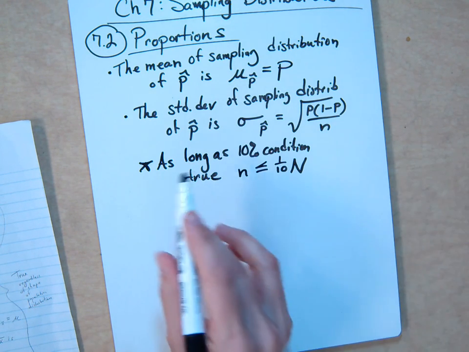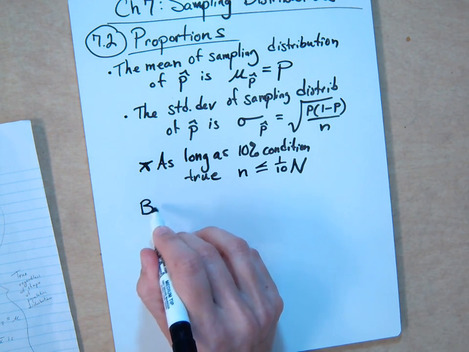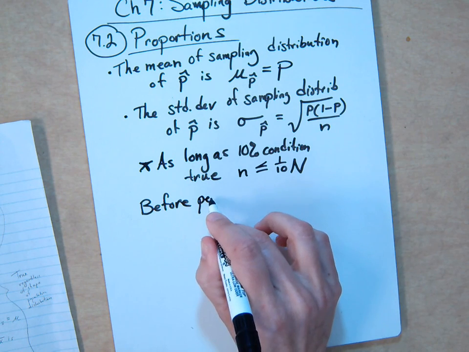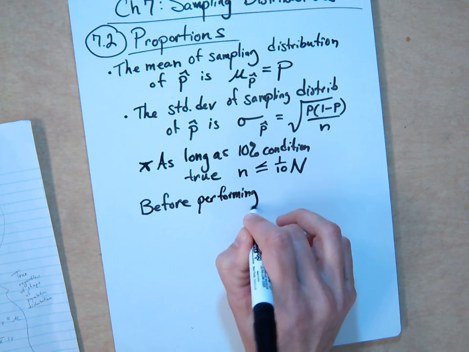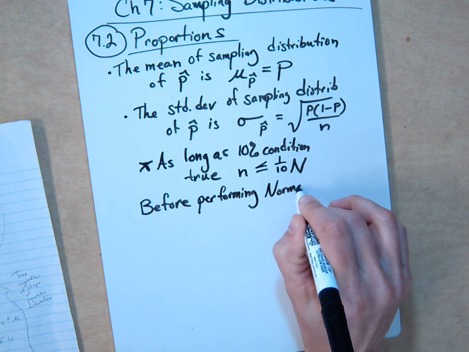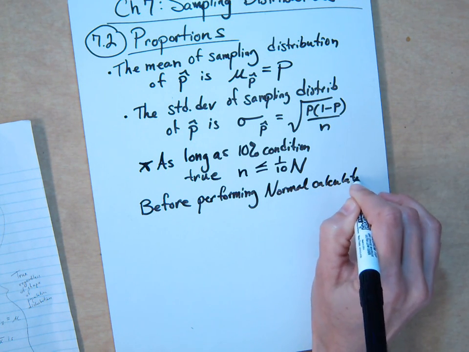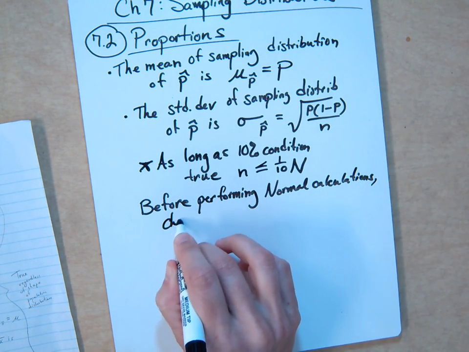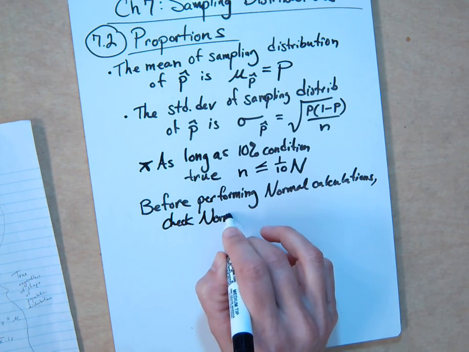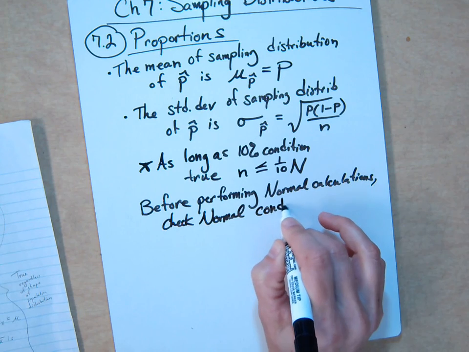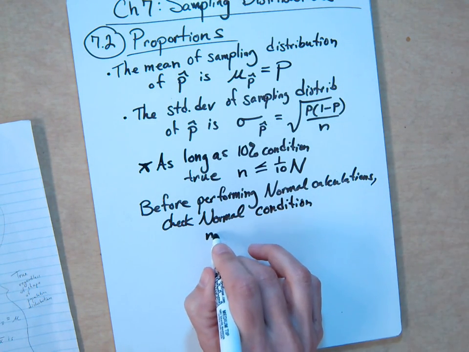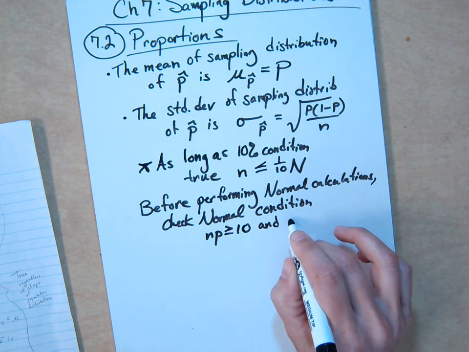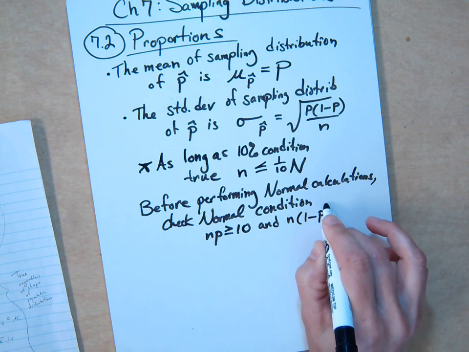And then on top of that, if you're going to do a normal calculation, where you use table A and the z-score, before performing normal calculations, you have to check the normal condition, which is this: np is greater than or equal to 10, and both of these have to be true, n times 1 minus p is greater than or equal to 10.